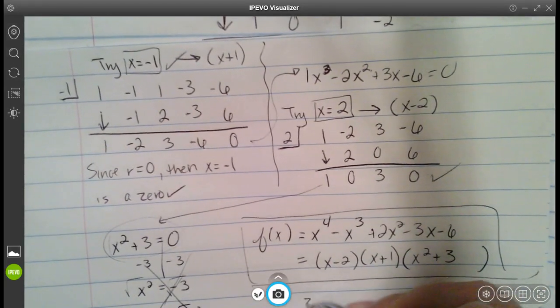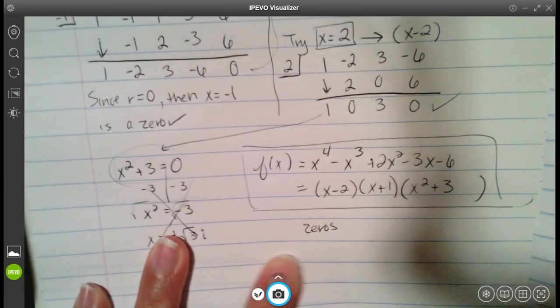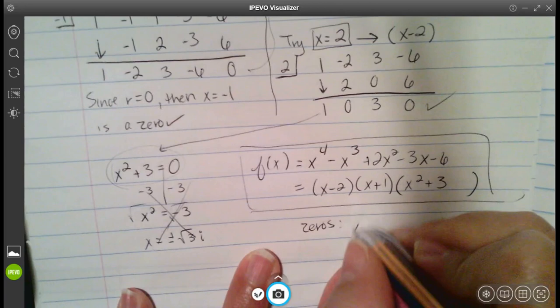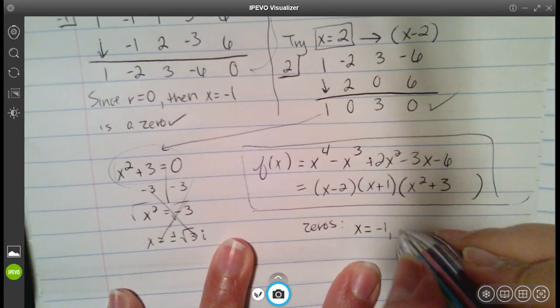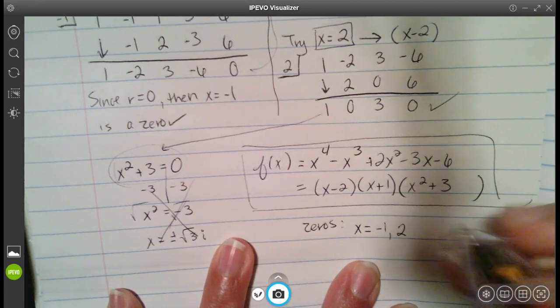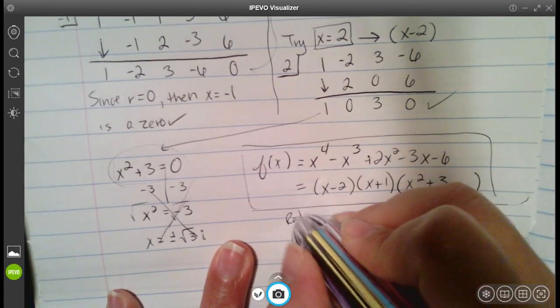Okay, and my zeros, let me go ahead and show you that. I know it's a lot of work, guys. My zeros in this case are x equals -1, comma 2, and those are the only rational zeros. I should say rational zeros.